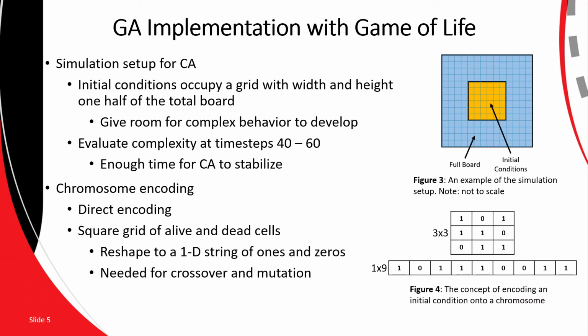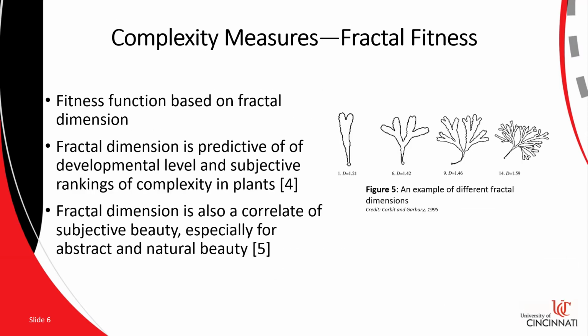The simulation is set up so that the initial conditions occupy a grid with a width and height half of the total board. The complexity is evaluated at time steps 40 to 60 so that there's enough time for the simulation to stabilize. For the chromosome encoding for the GA, we use direct encoding. We have a square grid of alive and dead cells that are reshaped to a one-dimensional string of ones and zeros. Our first fitness function is fractal fitness, which is based on fractal dimension.